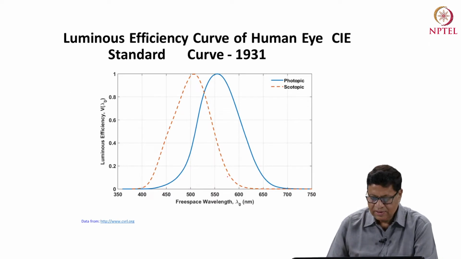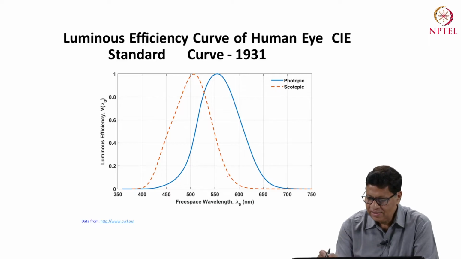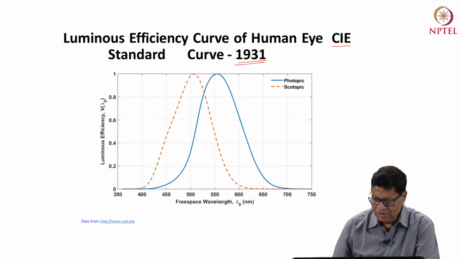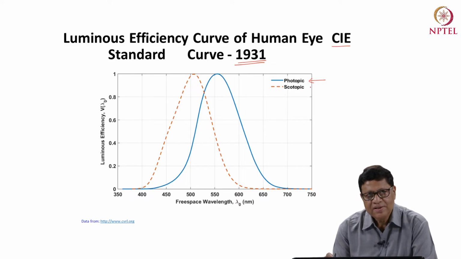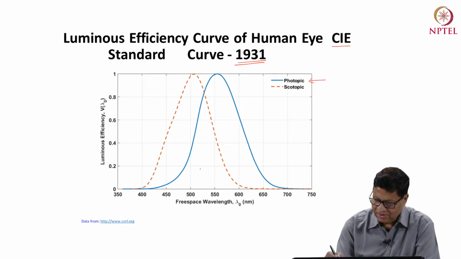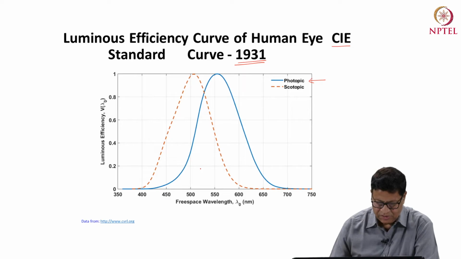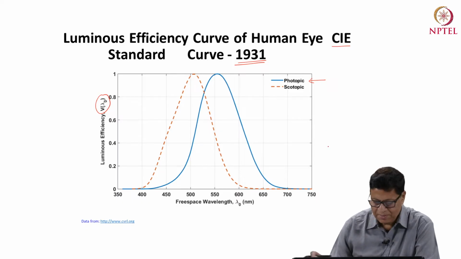And this is the luminous efficiency curve of the human eye, and this standard is called CIE 1931. This is shown for two regions, the photopic region and the scotopic region. The photopic region is when you have enough light, and the scotopic region is when you have less light, or the light is not of high intensity. So this is the luminous efficiency curve of the human eye for two different regions, also represented as V lambda. So this is efficiency versus lambda, which is called V lambda.